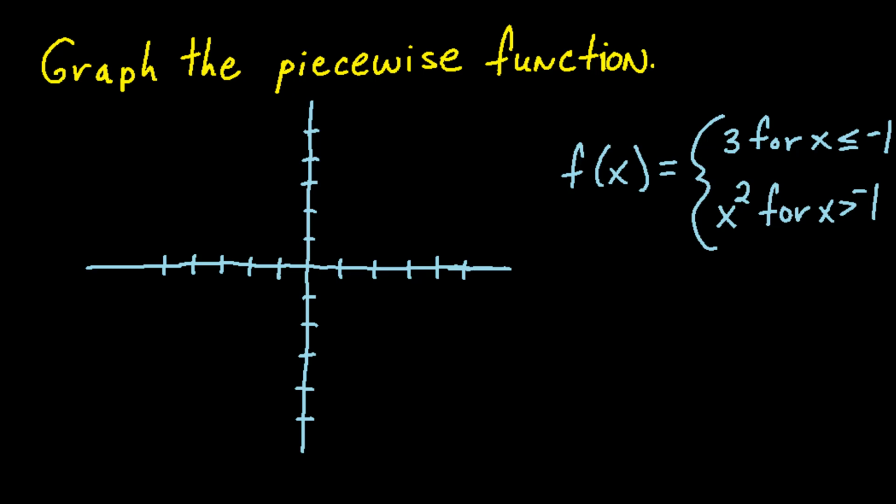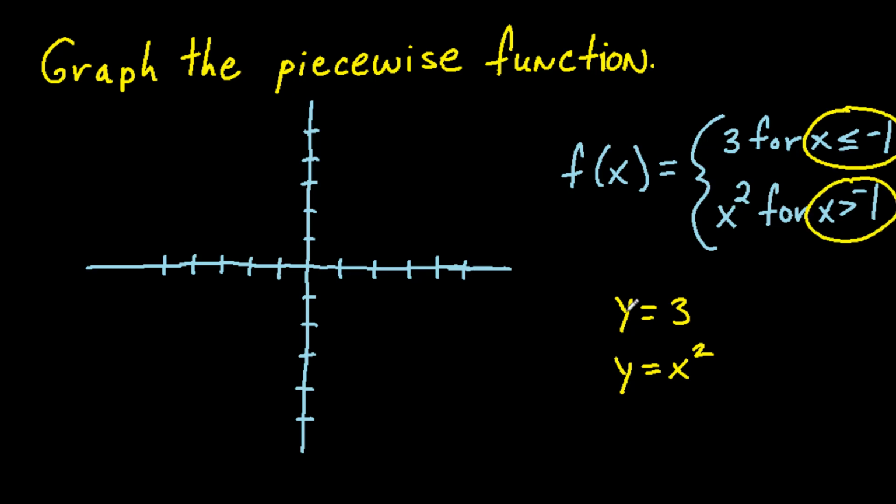Graph the piecewise function. F of x has two pieces. One is f of x equals 3 for the values x less than or equal to -1, and the other one is f of x equals x squared for the values x greater than -1. Since f of x essentially means y, we need to graph two pieces, y equals 3 and y equals x squared. But we will only graph these functions over the regions they have listed here.